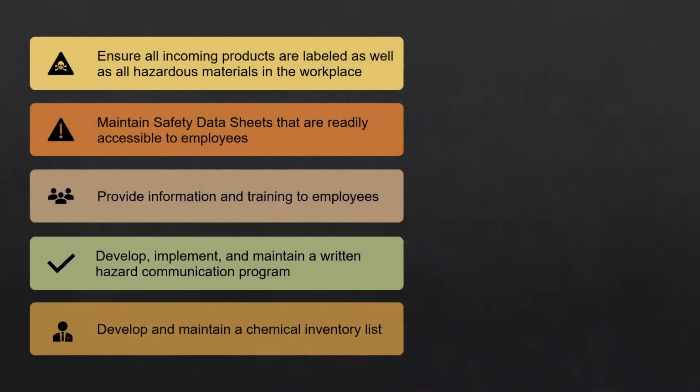Now, the employer has 5 major responsibilities under the HAZCOM standard. First and foremost is making sure that there is a safety data sheet for every single product, and that every product coming in is labeled appropriately. Also, it's important to train employees to be able to read safety data sheets and labels and understand them. An employer has to have a written HAZCOM program in the workplace that is accessible to employees. And lastly, they need to maintain a list of chemicals in the workplace.